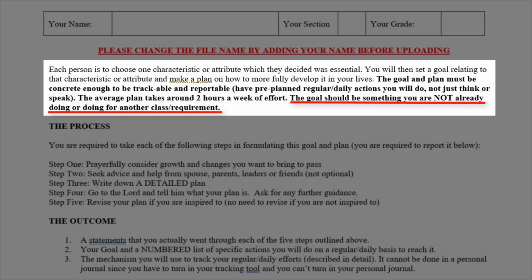Killing two birds with one stone is usually great, but because this project is meant to help you develop the attribute, it must be something you are not already doing or planning to do for another class or assignment.